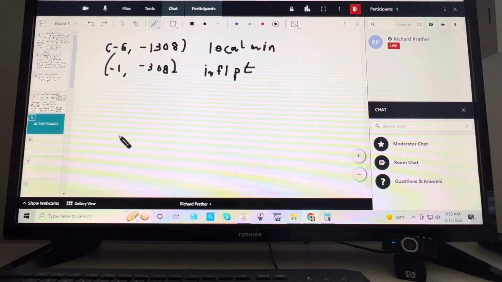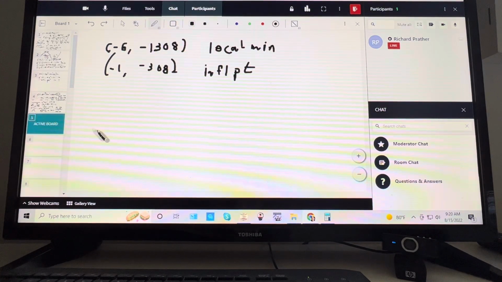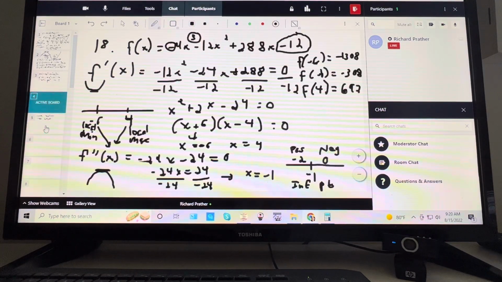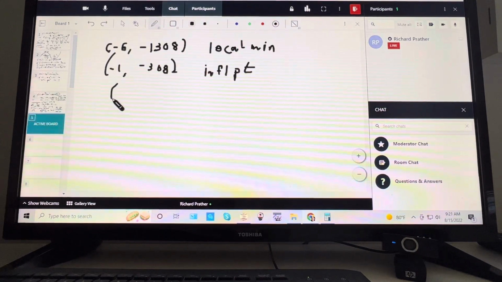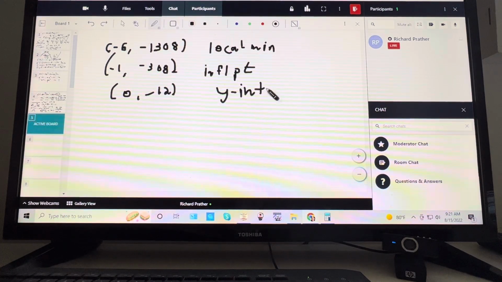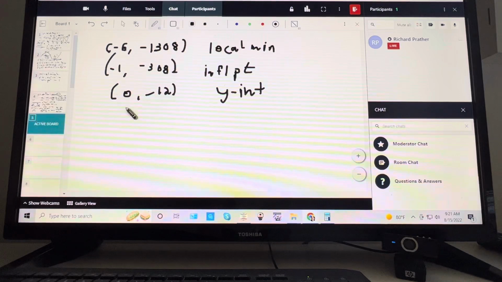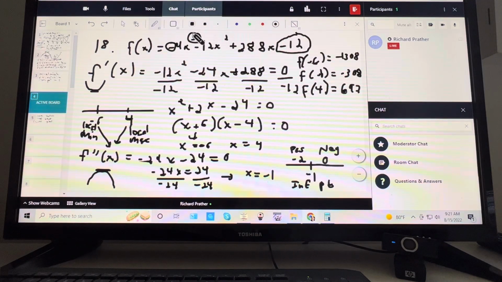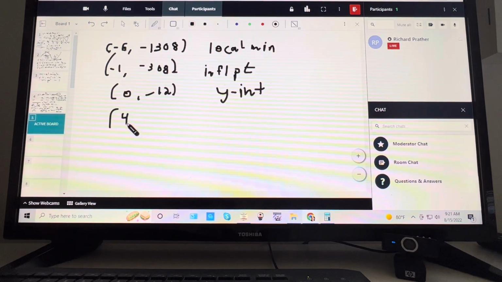Now, local minimum and local maximum have separate names, but inflection point is one name for both possible ways it could happen. Then for sure, (0, -12), that's an easy y-intercept. And polynomials only ever have one y-intercept. They can't have more than one. This graph could have 3 x-intercepts because it's got a degree of 3. And then finally, (4, 692). That's the local maximum.